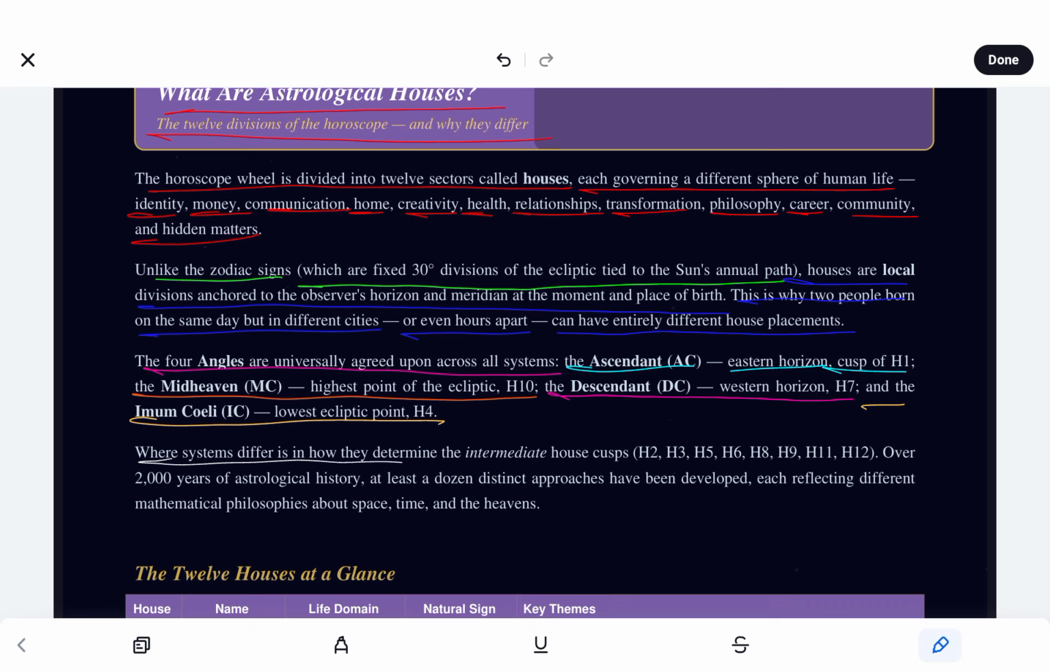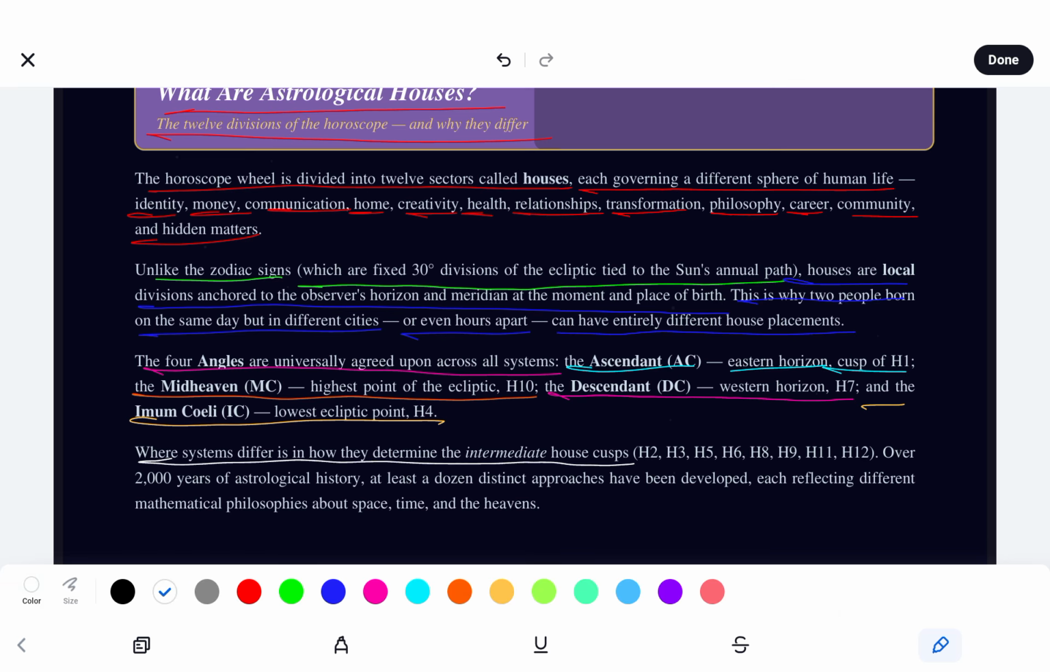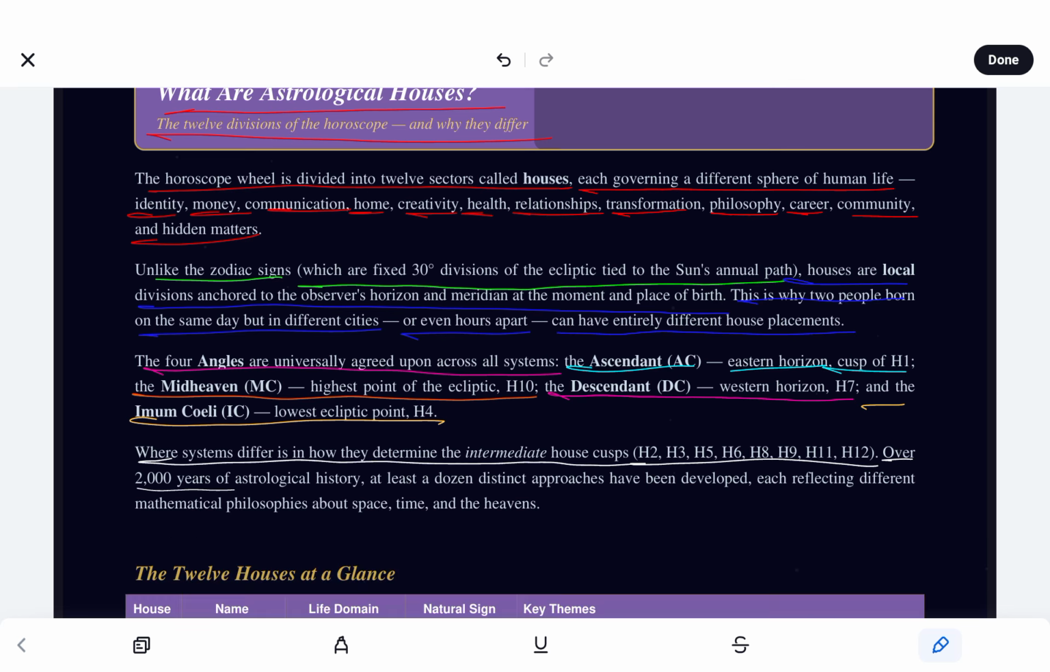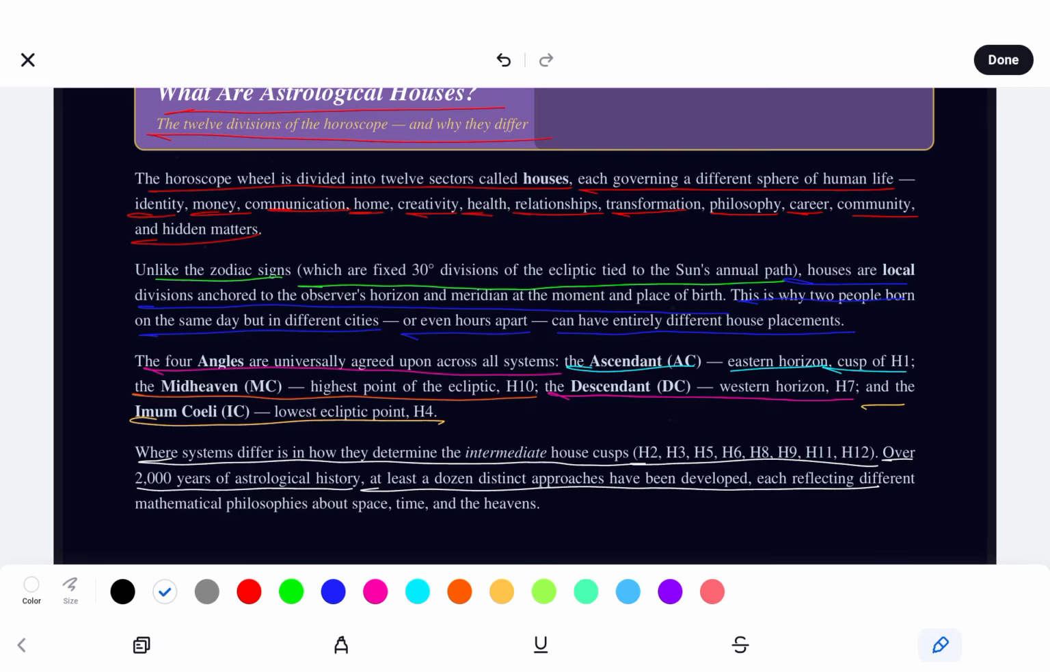Where systems differ is in how they determine the intermediate house cusps, from the 2nd house through the 12th house. Over 2,000 years of astrological history, at least a dozen distinct approaches have been developed, each reflecting different mathematical philosophies about space, time, and the heavens.